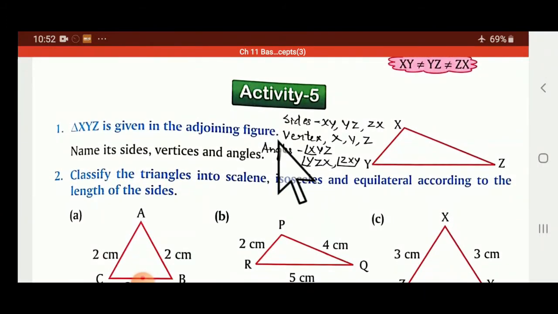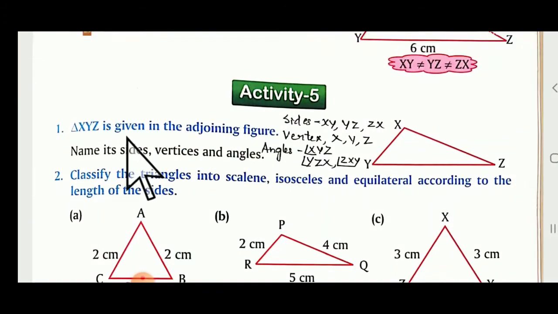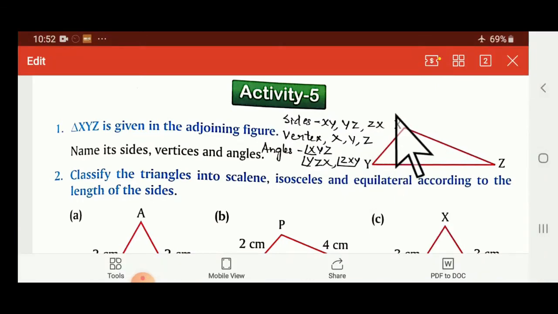Related to it, we have activity 5. First one, triangle XYZ is given in the adjoining figure. Name its sides, vertices and angles. This you can do in the textbook. See, X, Y and Z. So first let us write the sides. How many sides are there? See, XY, YZ and ZX. All the three sides. Then vertices, the joining points. First one is X, second is Y and the third one is Z. Then angles.